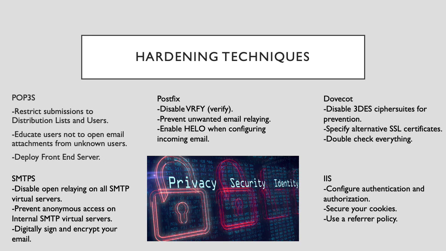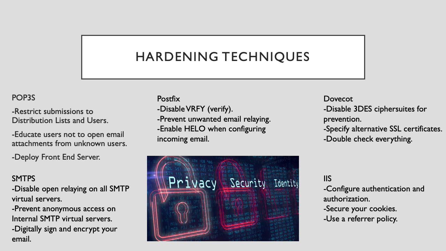Dovecot. Some hardening techniques for Dovecot include disabling 3DES cipher suites for prevention. This was one that I found in a coding script on GitHub, which I thought was very interesting because it is not really a common method for hardening, so it should work for Dovecot. Also, specifying alternative SSL certificates is a good hardening technique. And then always make sure to double check everything and make sure that the script and everything is correct, so that way you don't run into any issues or problems in the future.